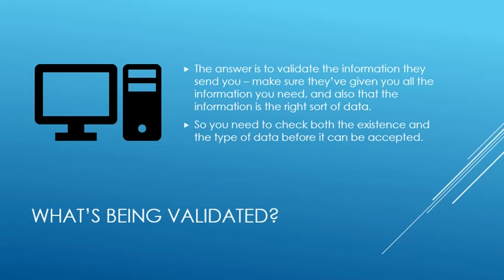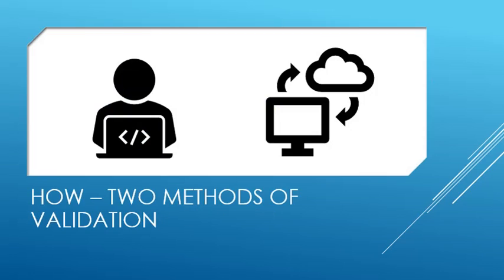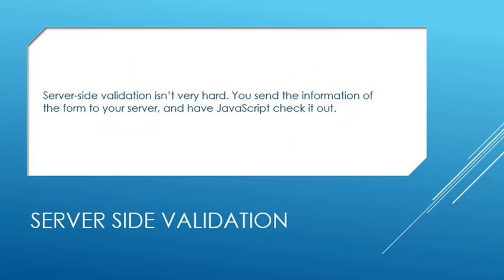So the answer is to validate the information they send you, to make sure that they've given you all the information you need, and also that the information is the right sort of data. So you need to check both the existence and the type of data before it can actually be accepted. Now, there are two methods of validation, and they each have things they're good at and things they're not so good at. Server-side validation is not very hard to do.